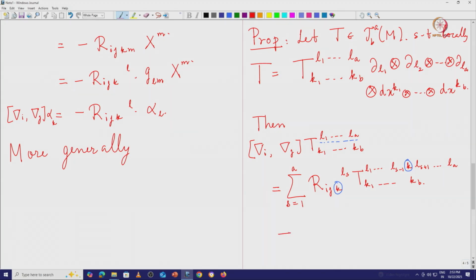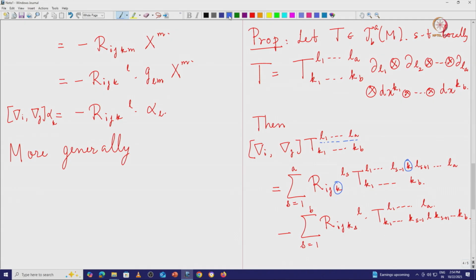And then you also have to look at the covariant part of the tensor. The indices denoted by k_1 to k_B correspond to curvature terms showing up with a negative sign. So here s is from 1 to B now: R_ijk_s^l times T, where the contravariant indices remain the same, and the covariant indices are k_1 up to k_{s-1}, wherever you have pulled out a k_s you put an l, then k_{s+1} up to k_B.